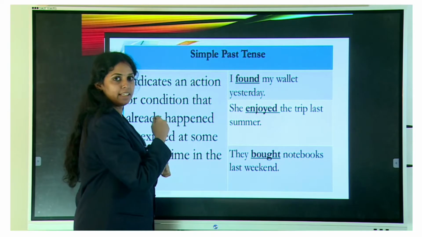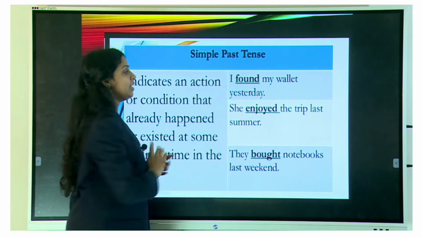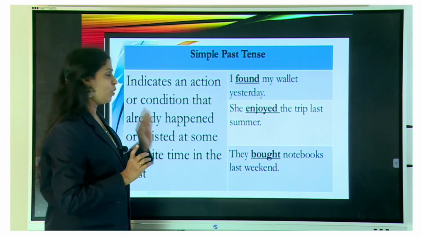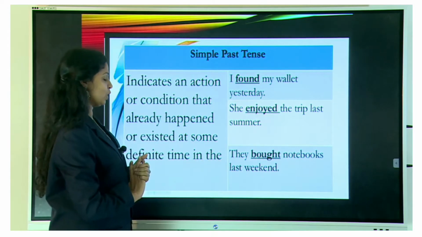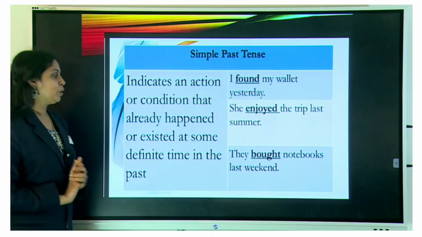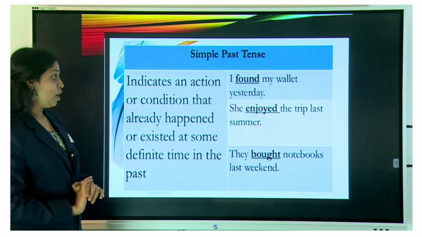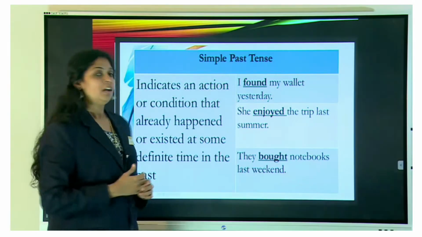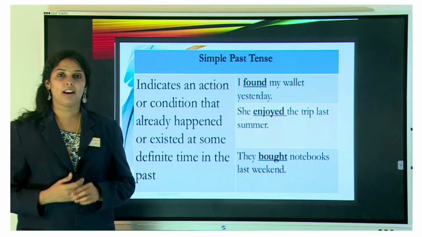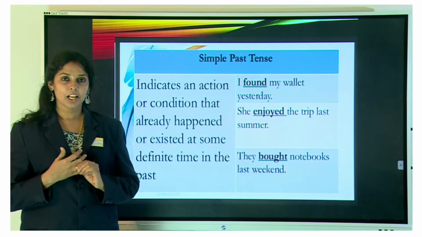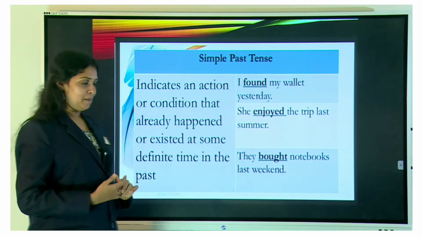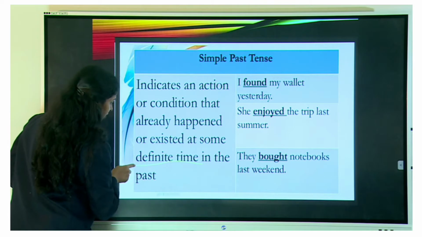Likewise, we can move to the next example also. She enjoyed the trip last summer. So definite time is mentioned here also. Third example, they bought notebooks last weekend. So the simple past is used for an activity which happened in the past at a definite time. So that is very important.